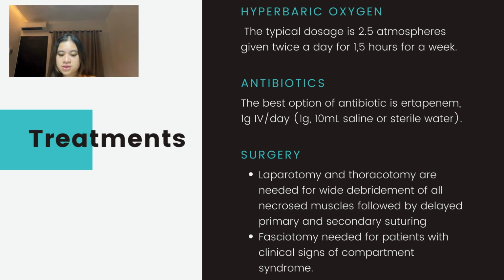For surgery options, laparotomy and thoracotomy are needed for wide debridement of all necrosed muscles, followed by delayed primary and secondary suturing. Fasciotomy is needed for patients with clinical signs of compartment syndrome.